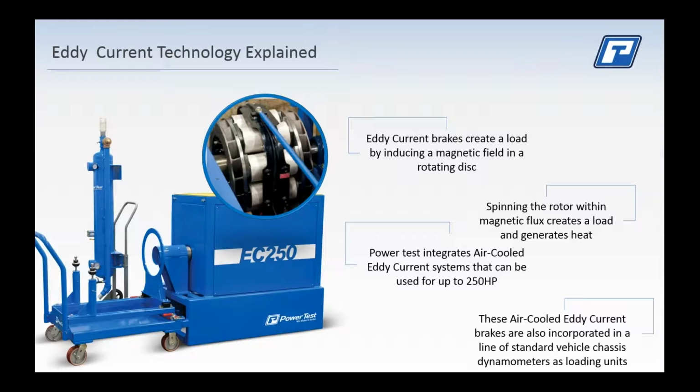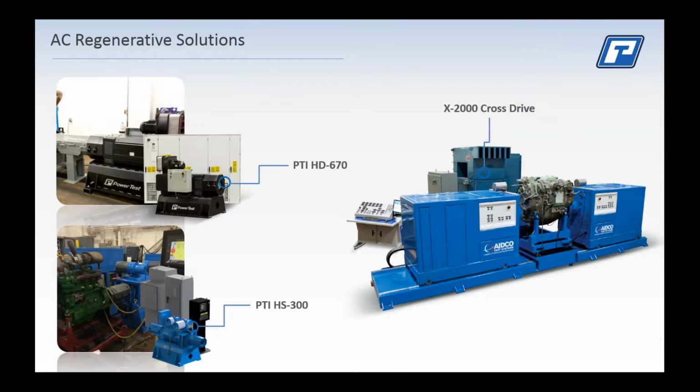Eddy current technology is another machine that we manufacture a lot of: eddy current brakes. The eddy currents that we power test manufacturers are air cooled, so the power capabilities are continuous up to 250 horsepower for engine testing or for motor testing. In addition, we also manufacture a large line of chassis dynamometers that utilize eddy currents as the loading technology.